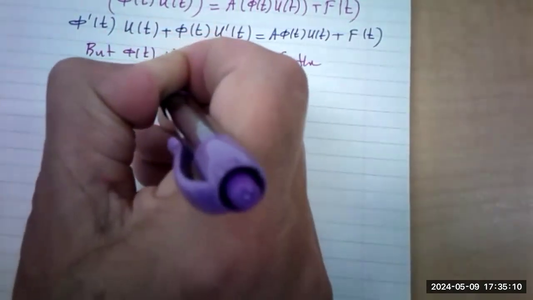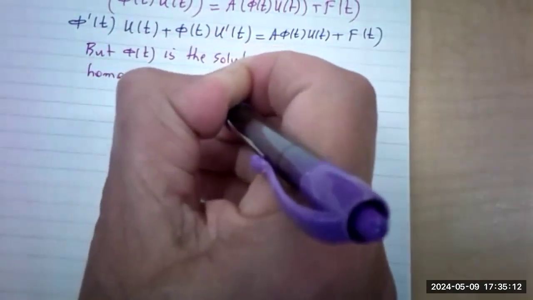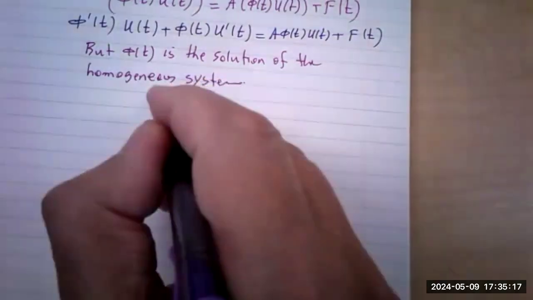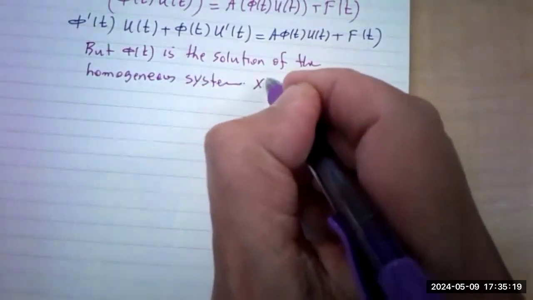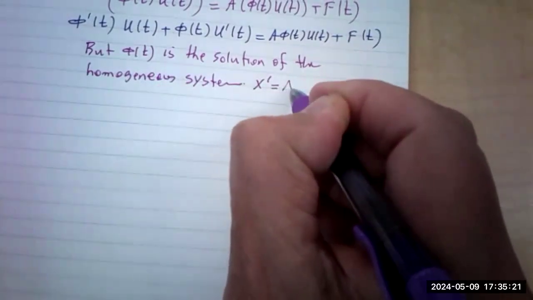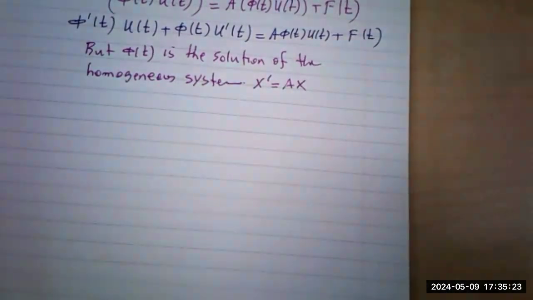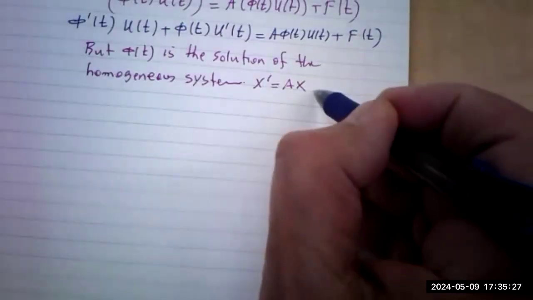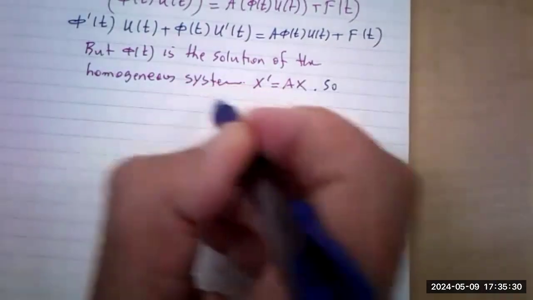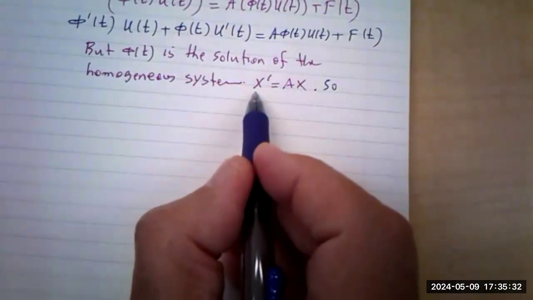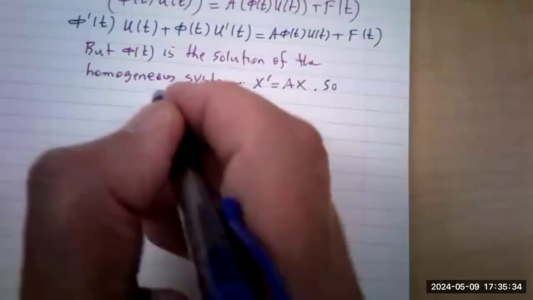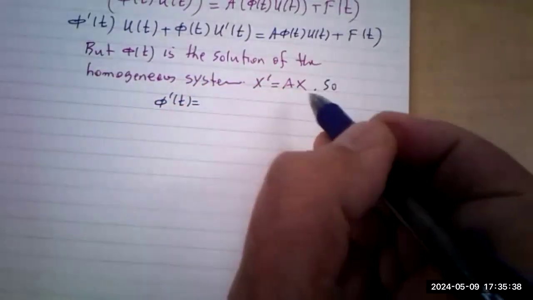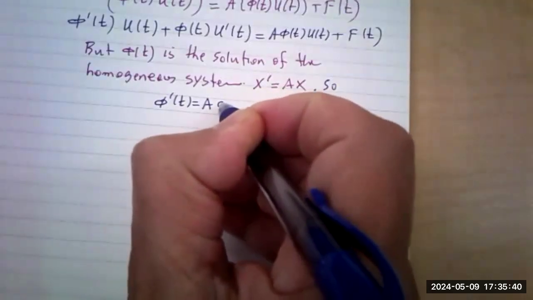So what was the homogeneous system? Homogeneous system: x prime equal to a times x. So it must satisfy this condition. This means in this case, if you substitute, phi prime of t is equal to a times phi of t.